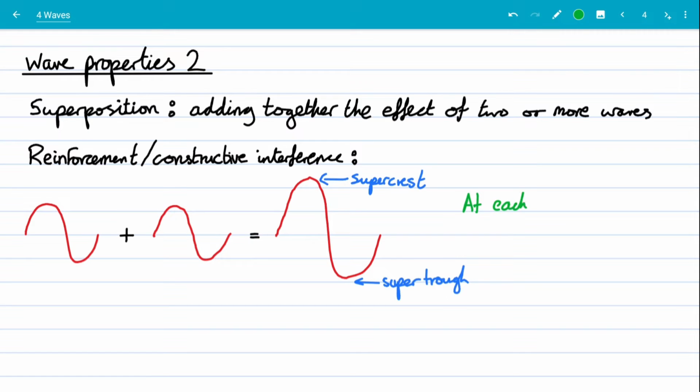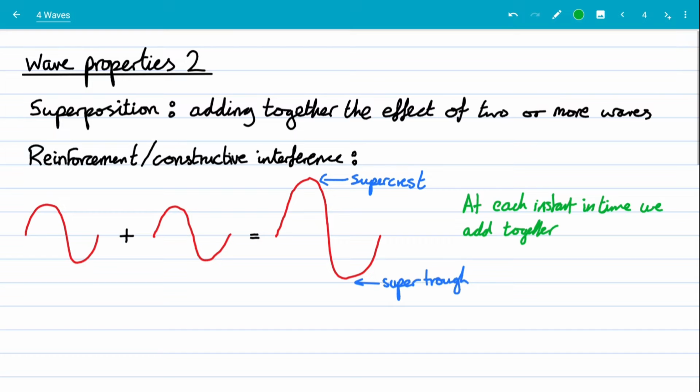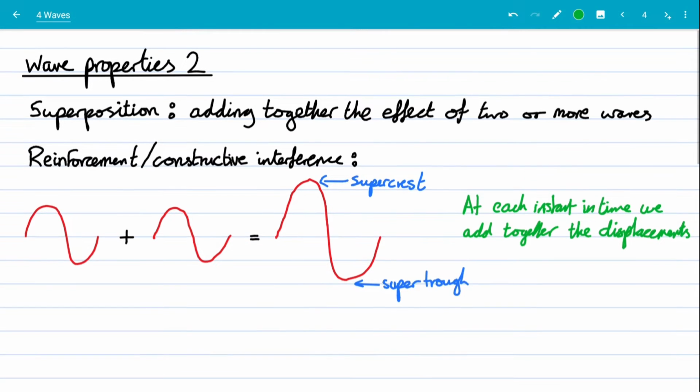At each instant in time, we add together the displacements of each wave.